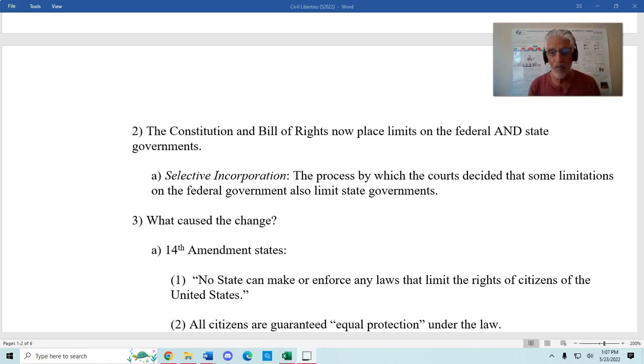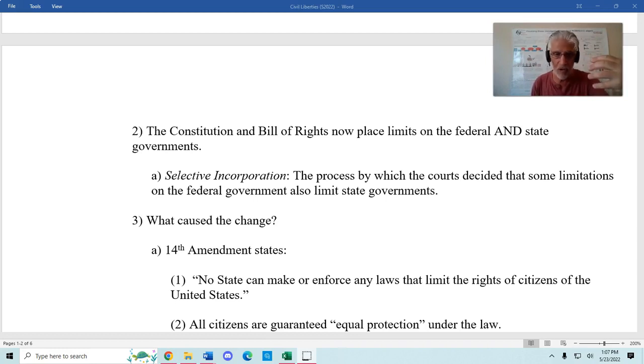It might just have to do with freedom of speech, the first thing we're going to talk about in the next video. But that doesn't necessarily apply to other things like freedom of religion. Then in a separate case, the courts might do that. And so we'll talk about this process of selective incorporation, how they have selectively said, by the way, this also limits state governments. Oh yes, and this also limits state governments. So selective incorporation is the process by which the courts have decided that some of the limitations on the federal government also limit state governments.